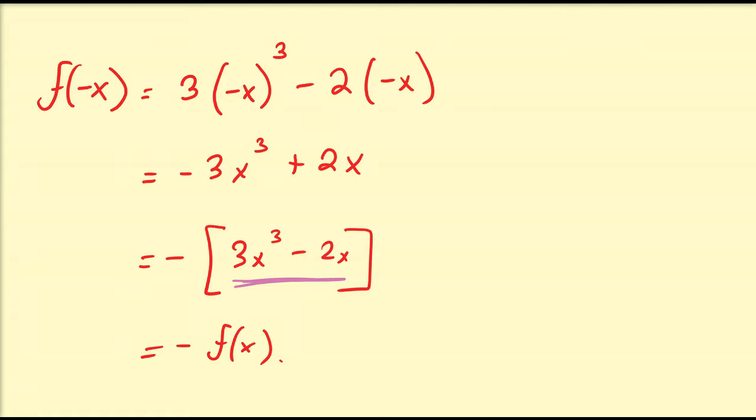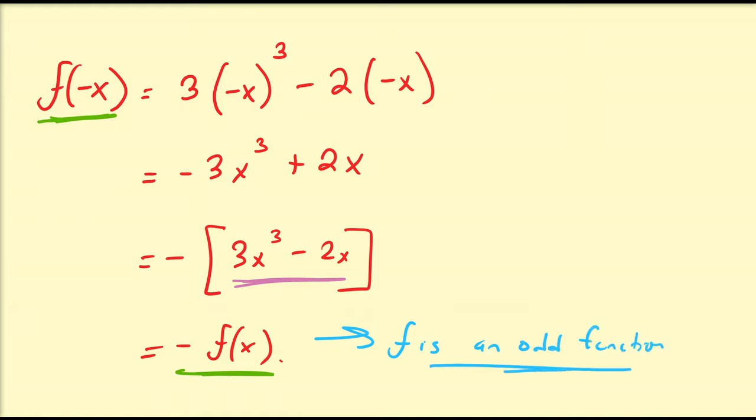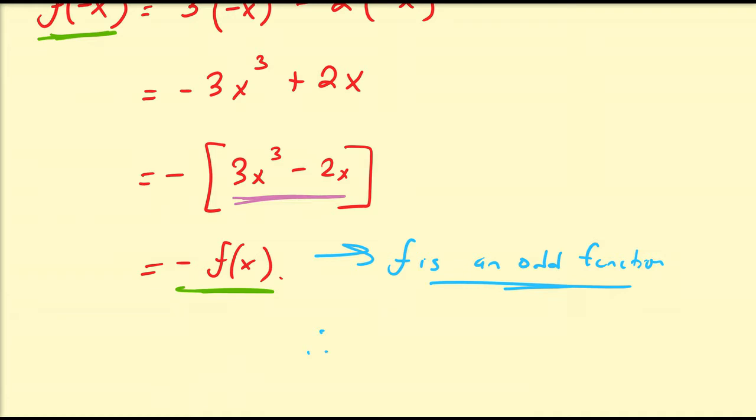So we've proven that for some arbitrary value x, f of negative x is equal to negative f of x. This implies that f is an odd function, which means that f is symmetric about the origin.